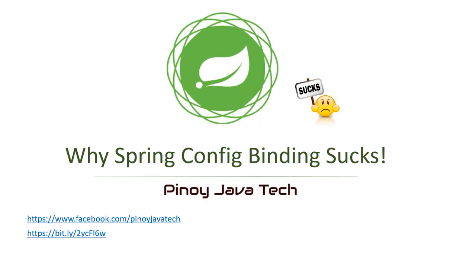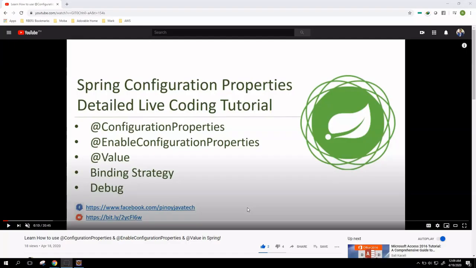Hi guys, so today we're going to discuss why Spring configuration property binding sucks and how it failed to secure our data and make it immutable. So let's get started. If you can remember, yesterday I was able to publish my video tutorial regarding the Spring configuration property, but there are issues regarding the property binding using @ConfigurationProperties.